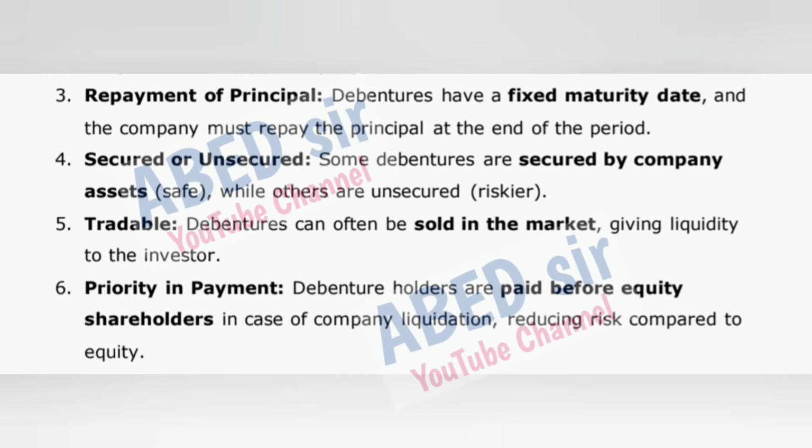3. Repayment of principal. Debentures have a fixed maturity date, and the company must repay the principal at the end of the period. 4. Secured or unsecured. Some debentures are secured by company assets, safe, while others are unsecured, riskier. 5. Tradable. Debentures can often be sold in the market, giving liquidity to the investor. 6. Priority in payment. Debenture holders are paid before equity shareholders in case of company liquidation, reducing risk compared to equity.